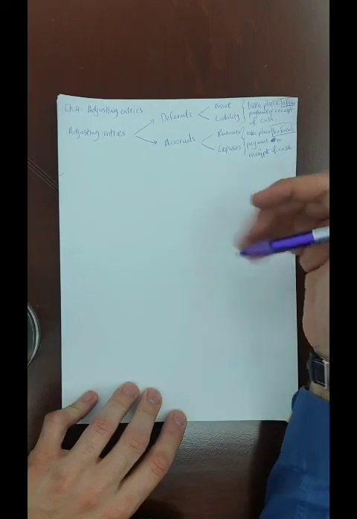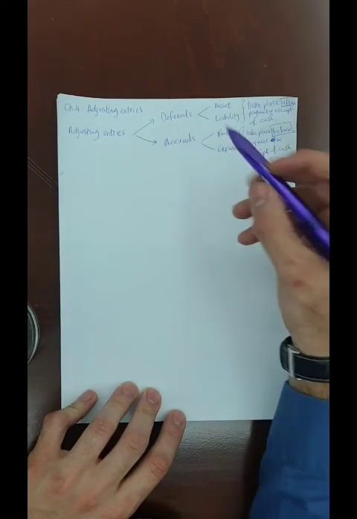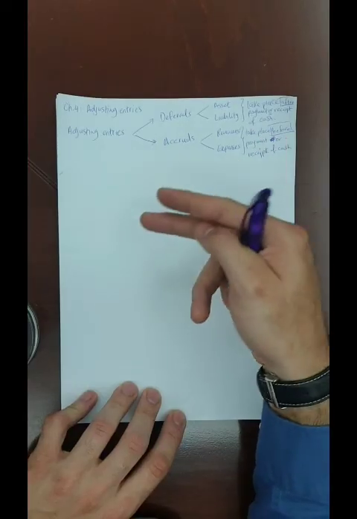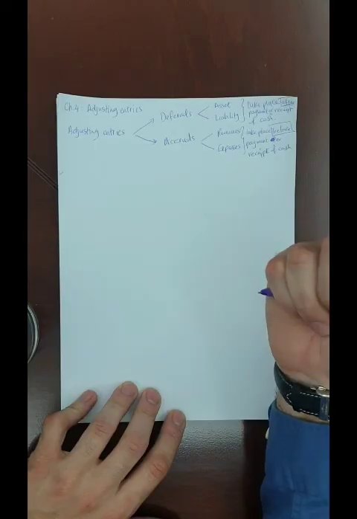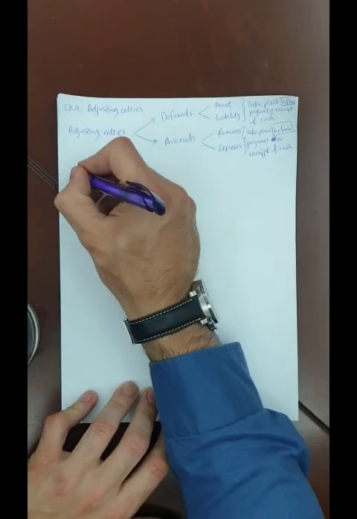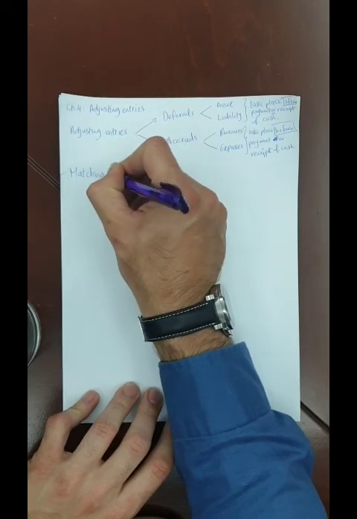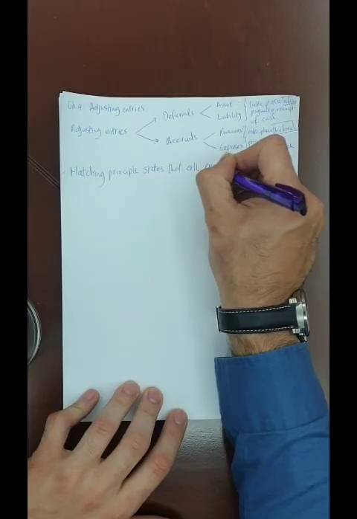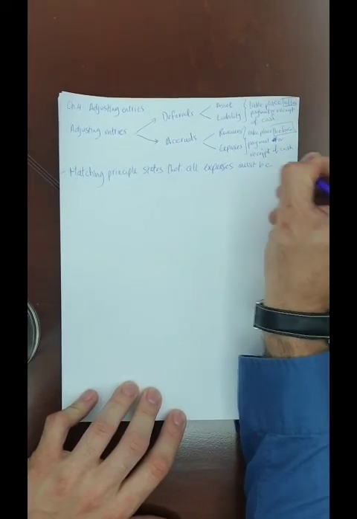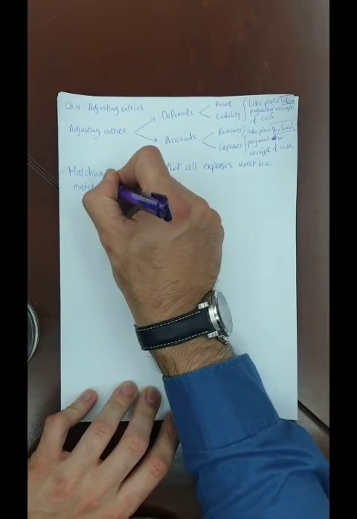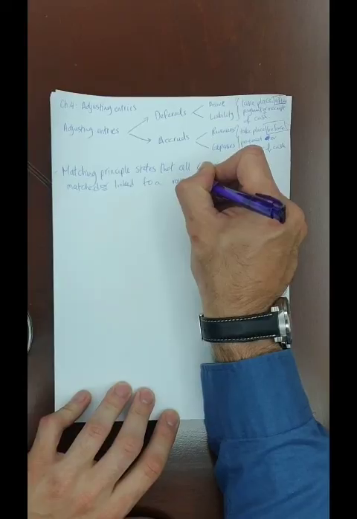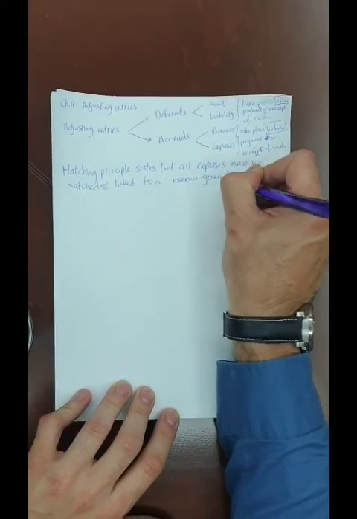Now, while preparing our adjusting entries, we will be using or employing two main accounting principles that were introduced in chapter 3, the matching principle and the realization principle. To remind you, the matching principle states that all expenses must be matched or linked to a revenue generating process.